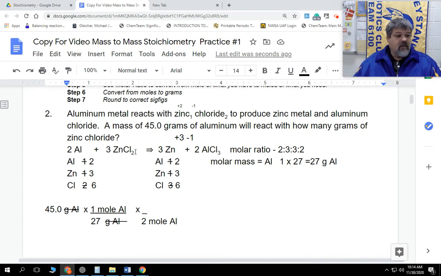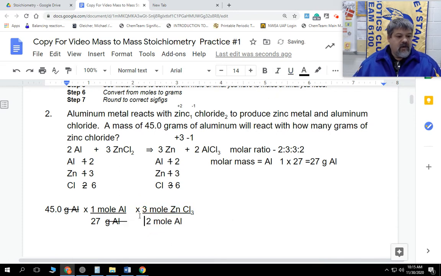So we're going to have 2 moles of aluminum equals how many moles of, what are we looking for? Zinc chloride. So zinc chloride is right here, and so we're going to put that on top. So we're going to put 3 moles of zinc chloride, ZnCl3. And again, we can go ahead and underline this part right there. And now we have that.